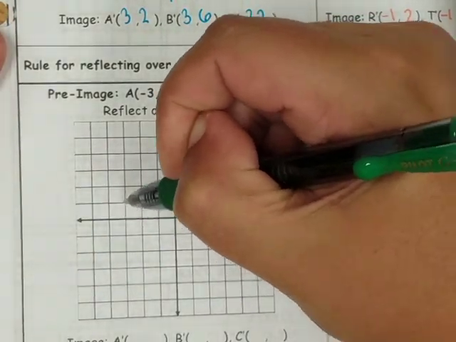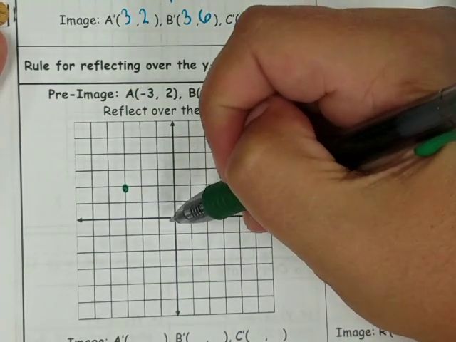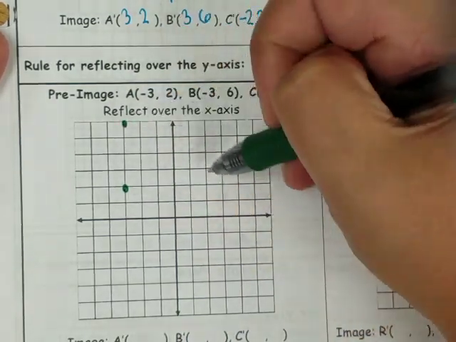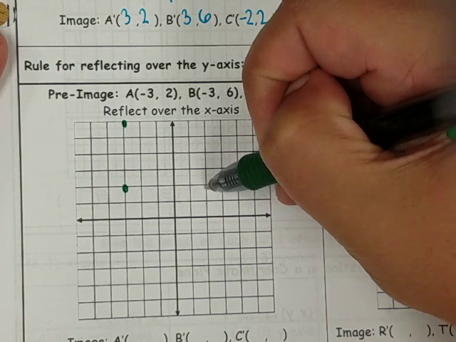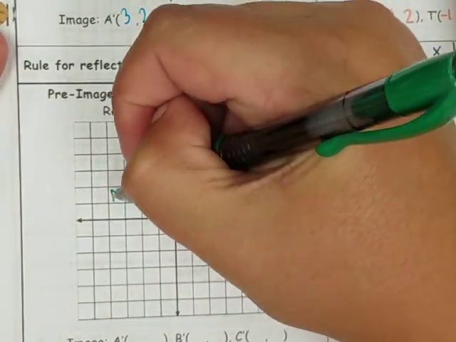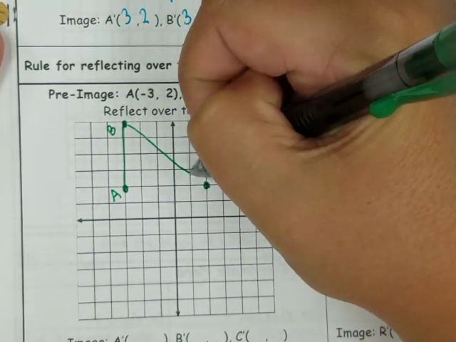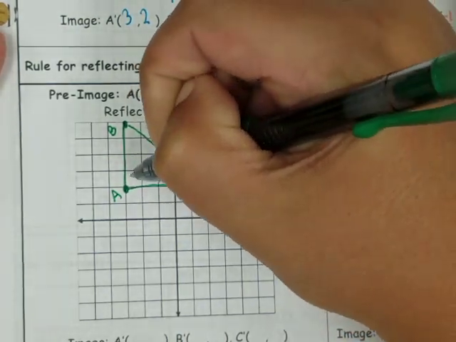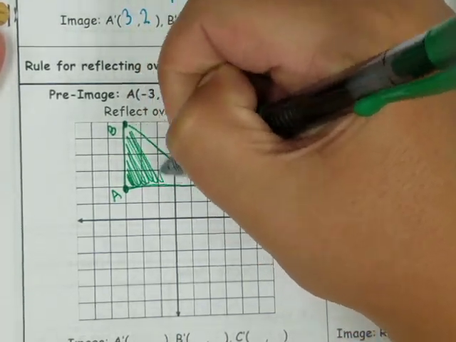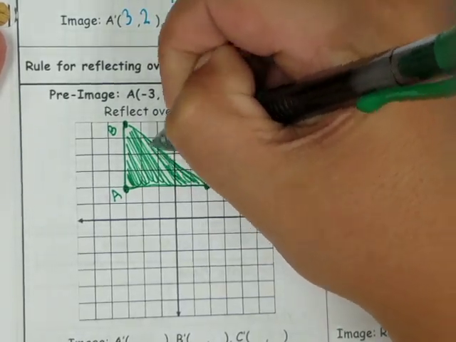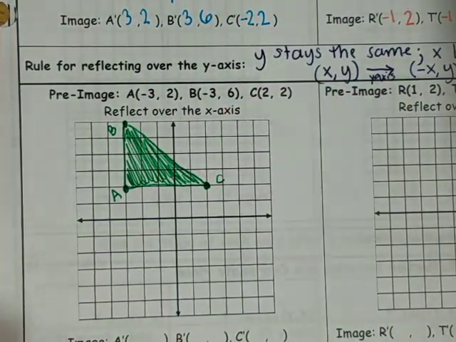1, 2, 3, up 2. B is negative 3, 6. And C is 2, 2. I'm going to go ahead and label those A, B, C, graph it, color it in. Again, you graphed it up top, so you should feel pretty familiar with this triangle. That's why I went a little bit faster.